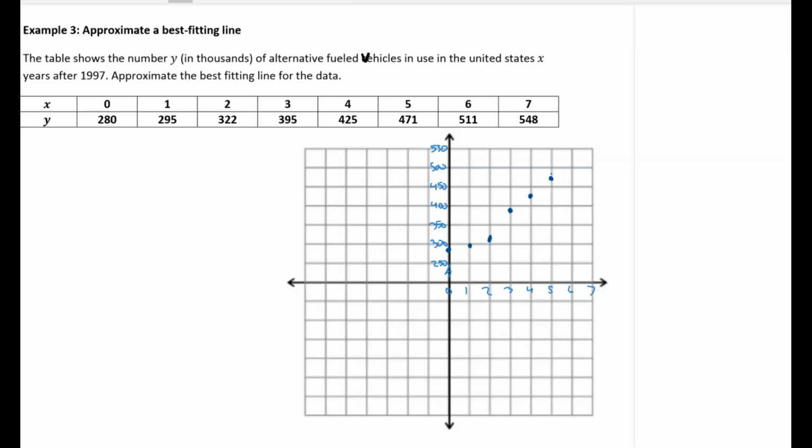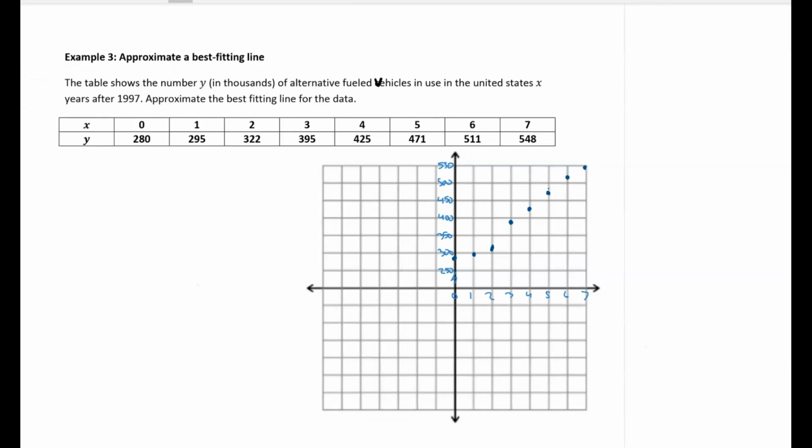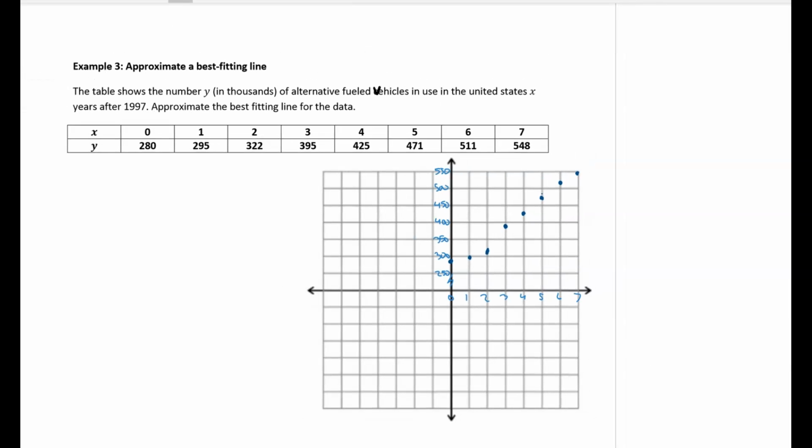6 has 511. Be about there. And 7 has 548. So, it seems like this has positive correlation. Now we want to approximate the best fitting line for the data.